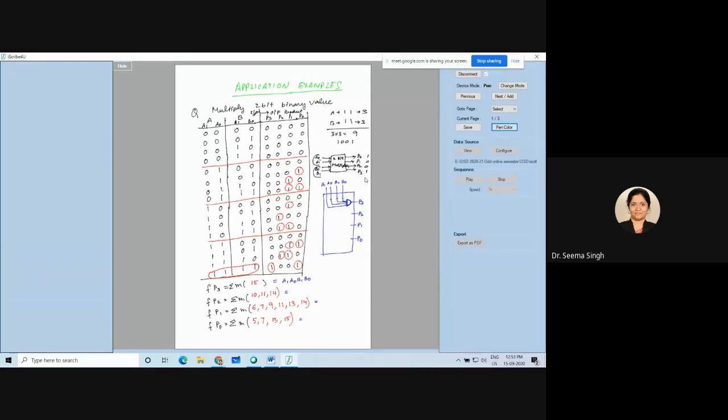Now, when you make your A1, A0, B1, B0 as 1, 1, 1, 1, what should happen? Your P3 should get 1, and your P0 should also get 1, and P2 should get a 0, and P1 should get a 0. So this will show a 2-bit multiplier which will take these as input and this as output. So this makes your logic circuit or combinational circuit for multiplying 2-bit binary values. This is your first problem of application example.